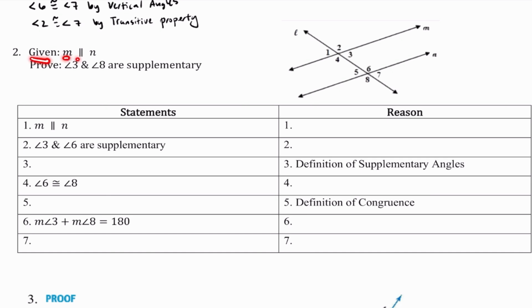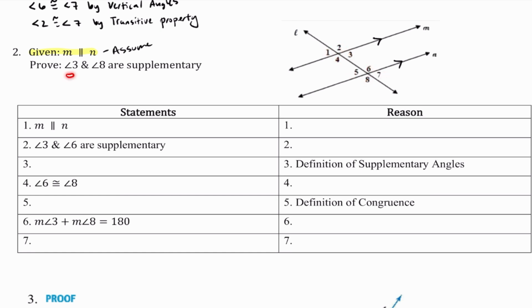Number 2, it says given that M is parallel to N, prove angle 3 and angle 8 are supplementary. So looking at the given, M is parallel to N, we can assume this is true. So I'm going to mark my picture. I'm going to draw a single arrow on line M and a single arrow on line N to tell the reader that these two lines are parallel. So we have parallel lines cut by a transversal and the angles are formed.